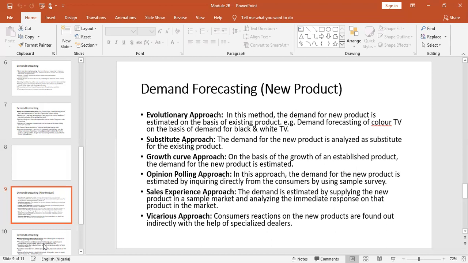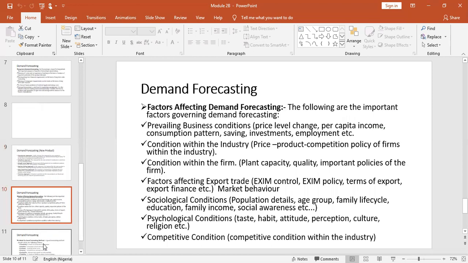What are the factors affecting demand forecasting? The following are the important factors governing demand forecasting. Prevailing business conditions: price level change, per capita income, consumption pattern, saving, investment, employment in the country. Like it is top right now in Nigeria, very, very top.